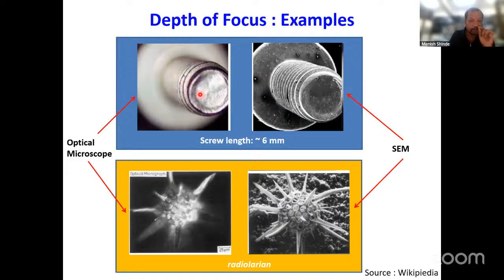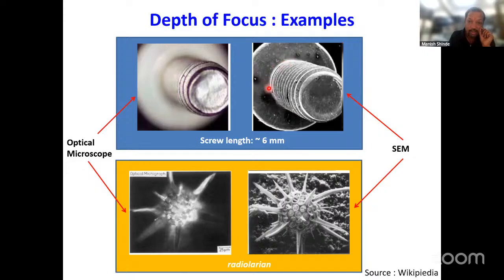Okay, so this is the disadvantage of the optical microscope. Now if I look at the same screw through a scanning electron microscope, I can focus on the top of the screw. I can also focus on the bottom of the screw. I can clearly see the morphological features at the top as well as at the bottom of the screw.